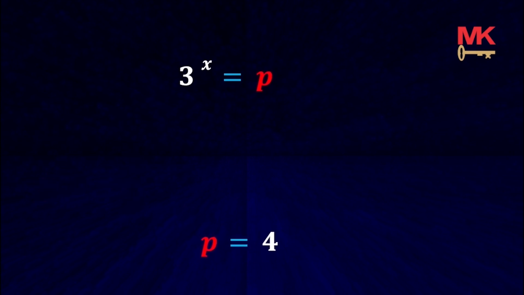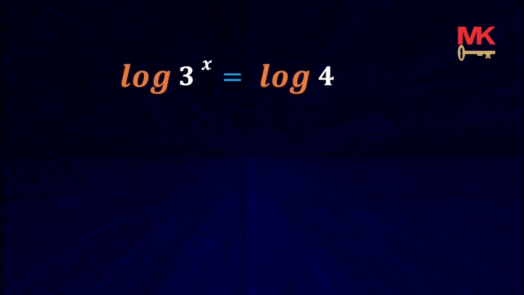And when p is 4, it implies that 3 exponent x equals 4. In a scenario like this where both bases cannot be made to be the same, we take the natural logarithm of both sides of the equation. From the power law of logarithm, the power x falls down behind. And this now looks like every other normal linear equation.